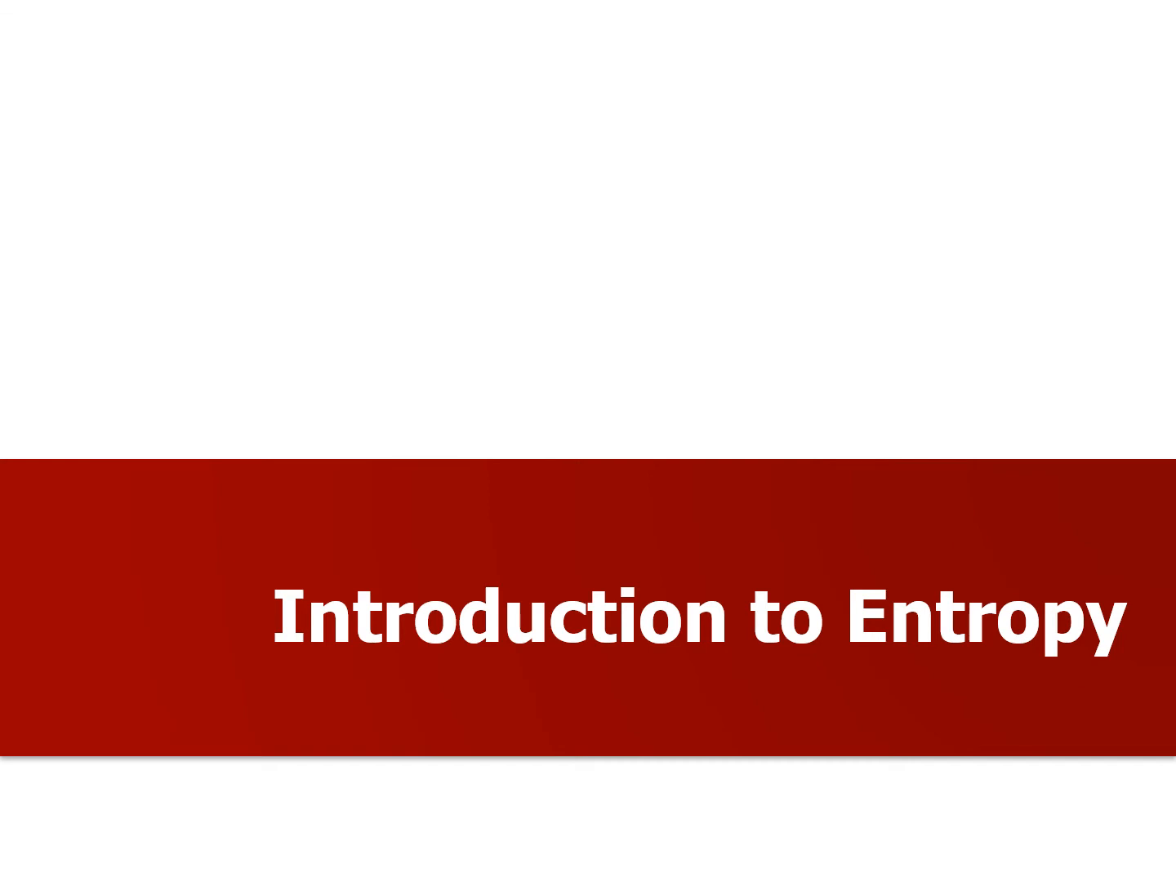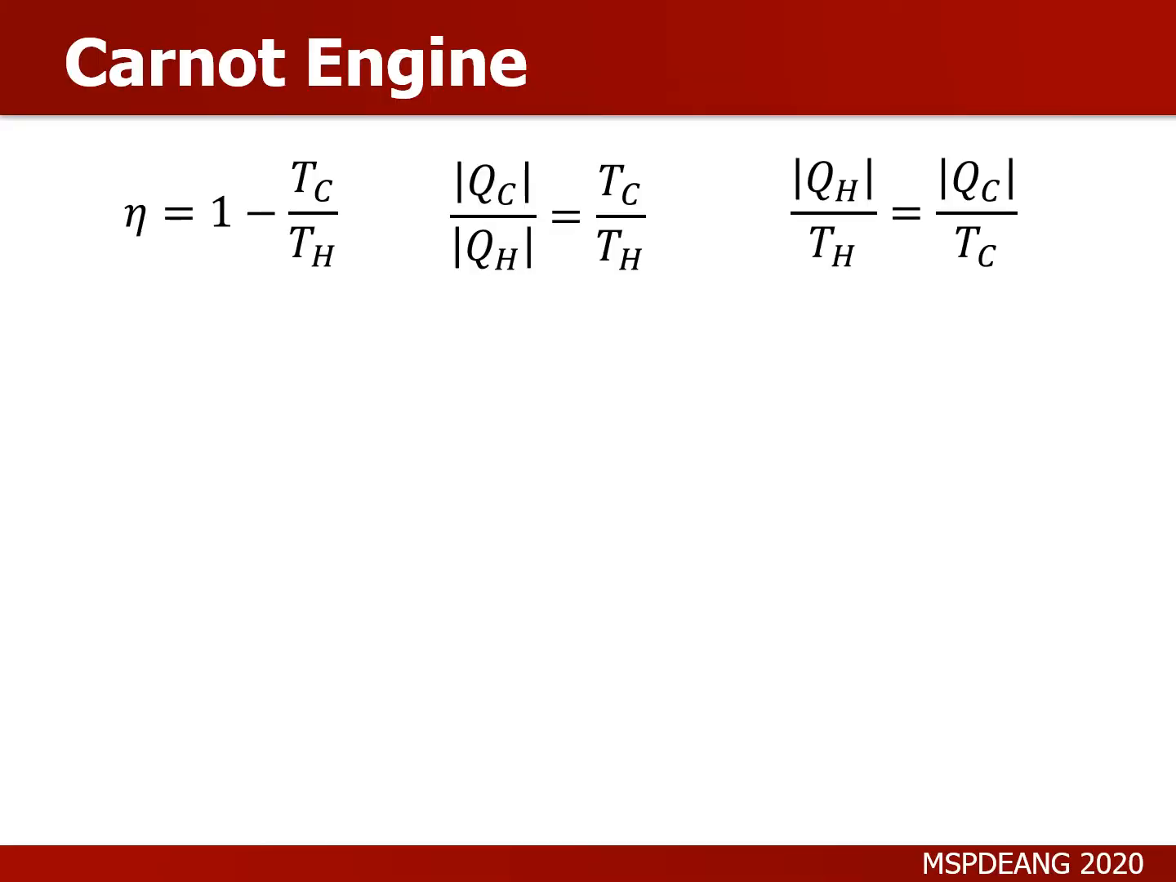Hello everyone. Let us now proceed to the last part of this lecture, our introduction to entropy. In order to start our discussion, let us recall our Carnot engine, and the thermal efficiency of a Carnot engine is equal to 1 minus Tc over Th.